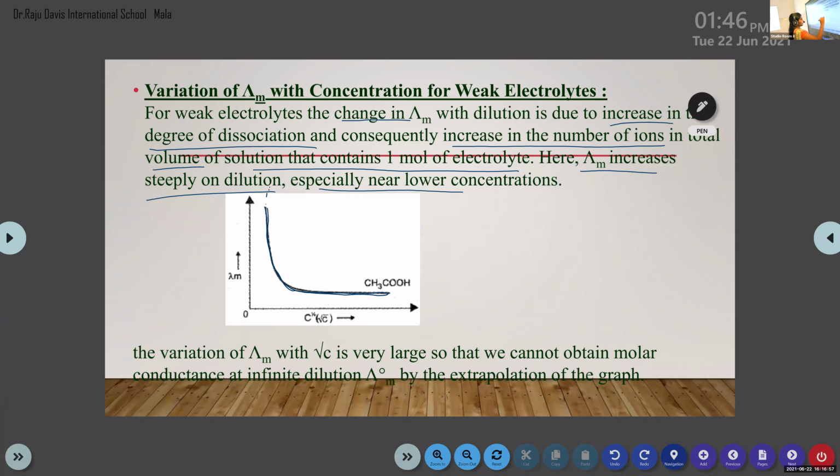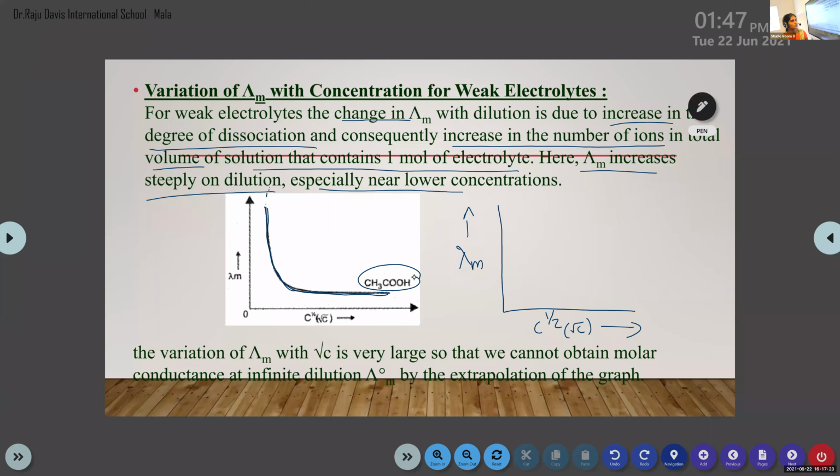Here also we are plotting c raised to 1 by 2, or root c, that means concentration. And here it is lambda m. You can also write the units. In the case of concentration, it is moles per liter, and this molar conductivity is Siemens meter square per mole. Here we are taking CH3COOH, acetic acid. It's an example for a weak electrolyte.